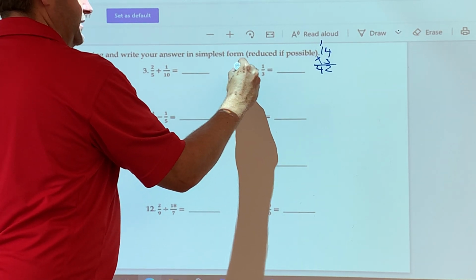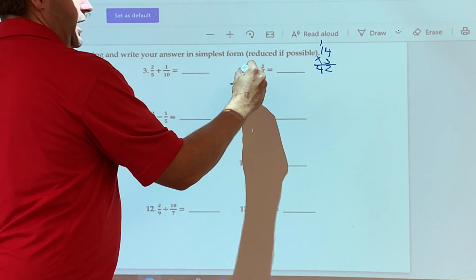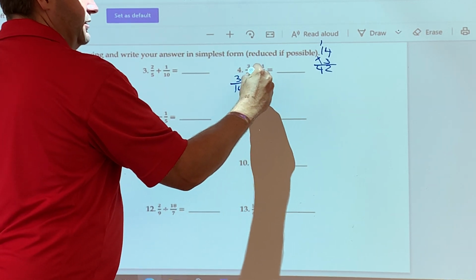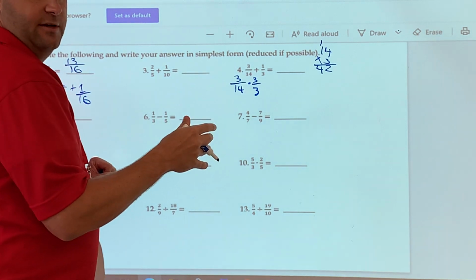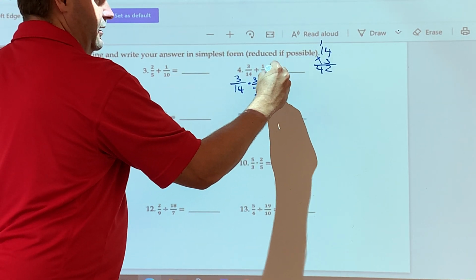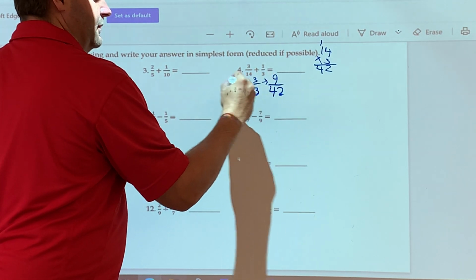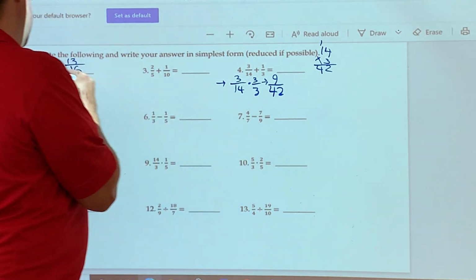So I have to take 3 over 14 and multiply top and bottom by 3, just doing the opposite of the other denominator. When I do that, that's going to give me 9 over 42. Okay, so that's my first step.